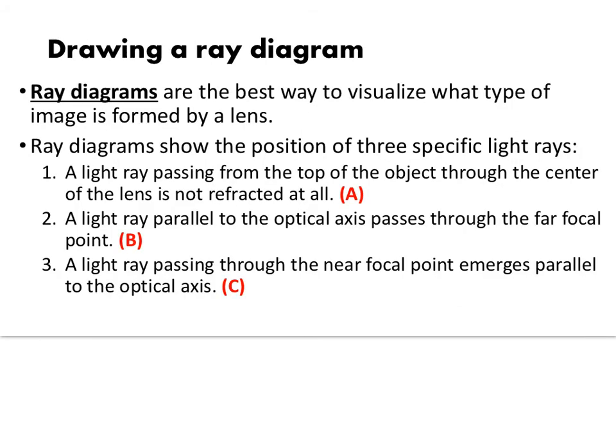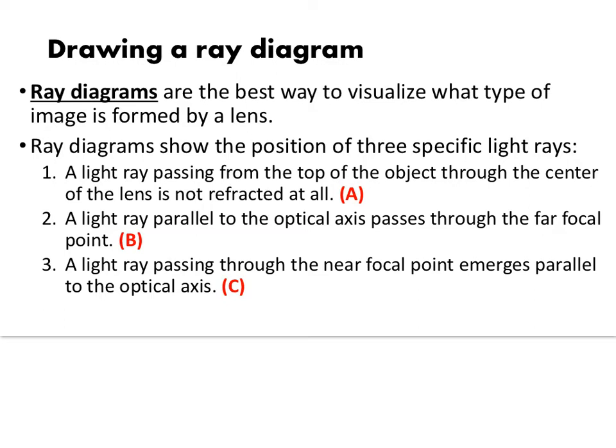Now there's a couple of ways that we can figure out where the image will appear. The best way to really see that picture in your head is to draw what's called a ray diagram. You are going to need to know these rules so that you can draw the ray diagrams for yourself. Those diagrams show 3 very specific light rays. The first ray passes from the top of the object itself through the very center of the lens, and it doesn't get refracted at all.